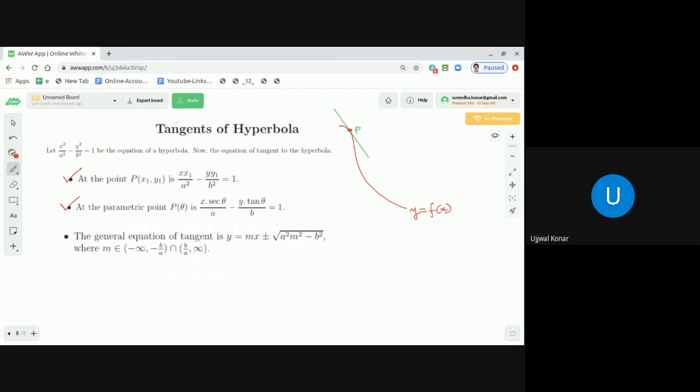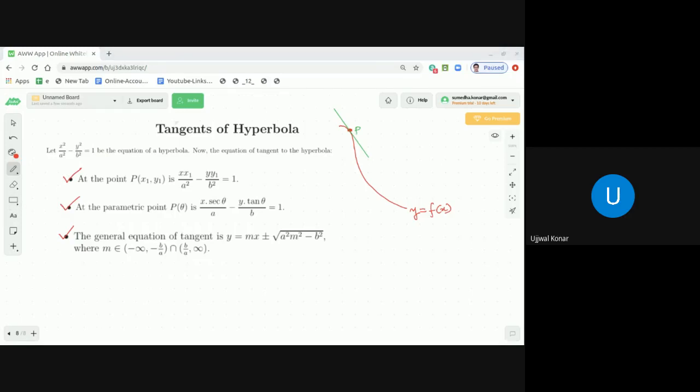Now, if the point is not given, but you need to form the equation of a tangent, then the equation of the tangent will be y equal to mx plus minus square root of a squared m squared minus b squared, where m varies over the interval minus infinity to minus b by a, union b by a to infinity. So these are the different ways we can find the equation of a tangent to a hyperbola.